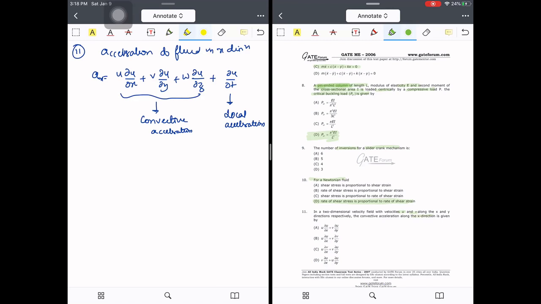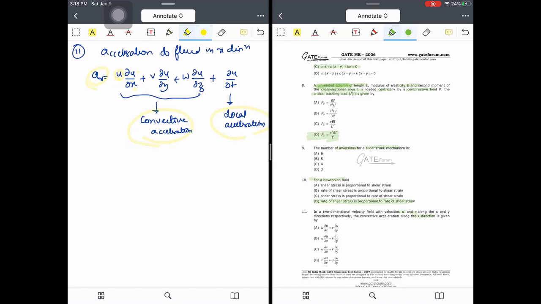Okay, now question number 11. In a two-dimensional velocity field with velocities u and v along the x and y directions respectively, the convective acceleration along the x direction is given by. So convective acceleration: basically, for the acceleration of a fluid, there are two types of acceleration. First, convective acceleration. Second, local acceleration.